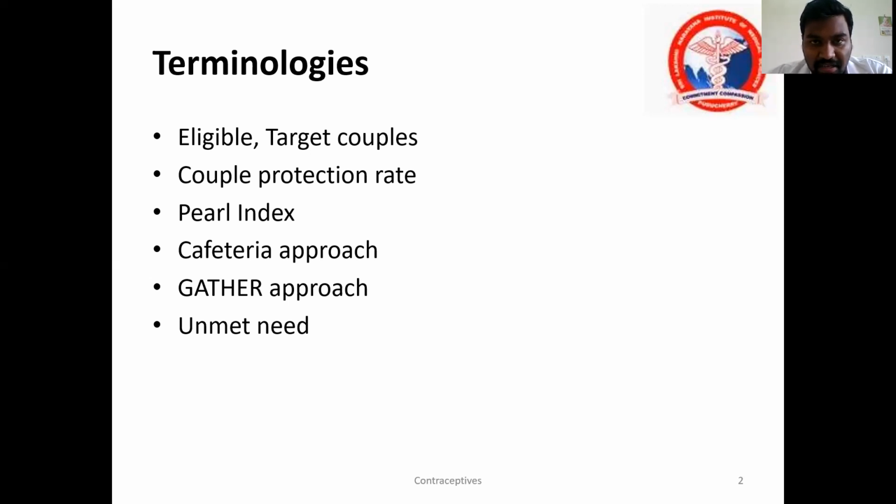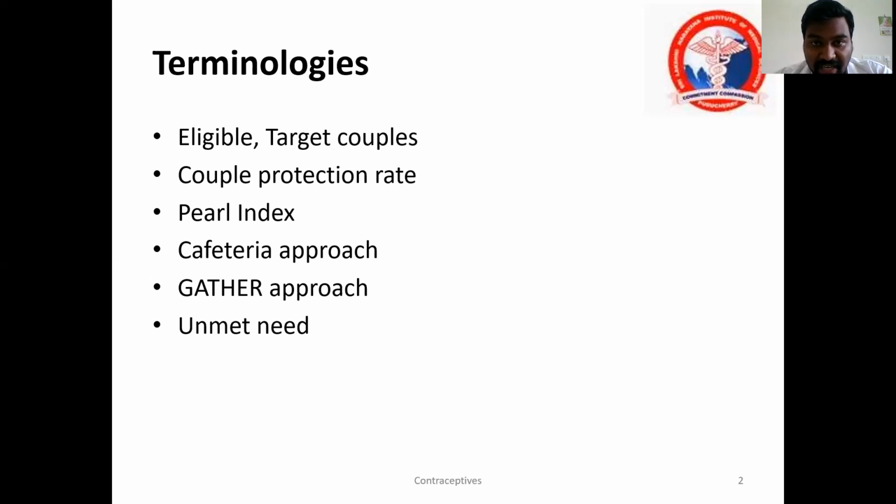And the GATHER approach. The word GATHER indicates: G is greet. Greet the couple with a smile. A is ask. Ask them what their need is. T is tell. Tell them what is available. H is help them to come to a conclusion.